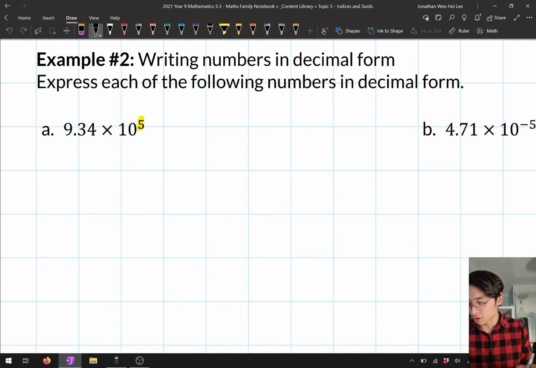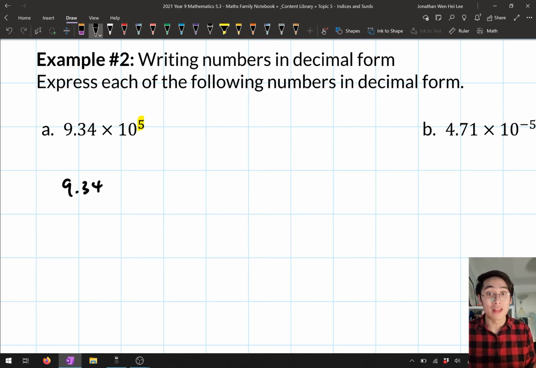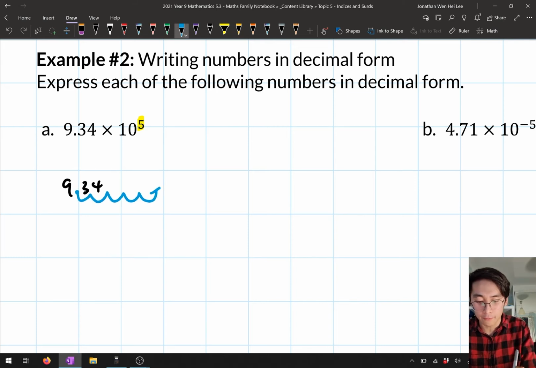So what I'm going to do is I'm just going to write this number. I'm going to write here 9.34. I'm just going to move that decimal point to the right 5 times. So I'm going to move the decimal point over here from here: 1, 2, 3, 4, 5.